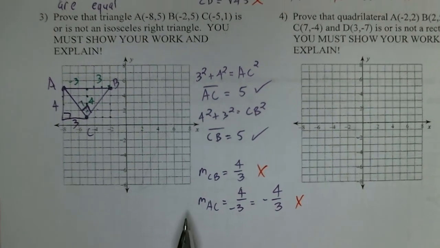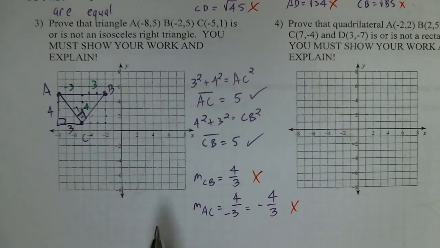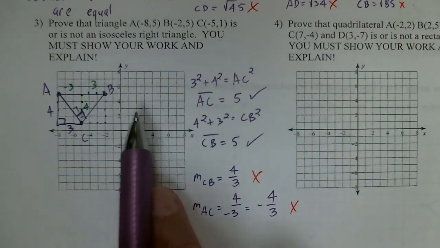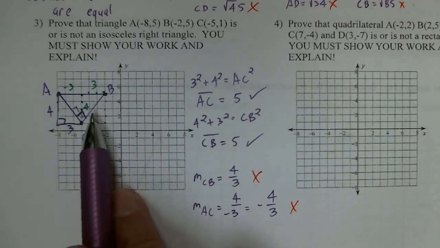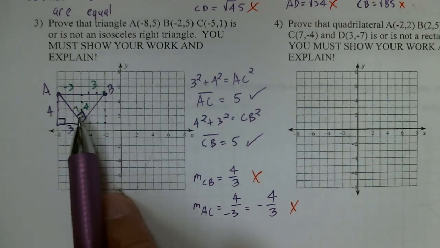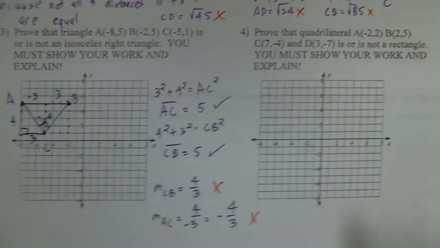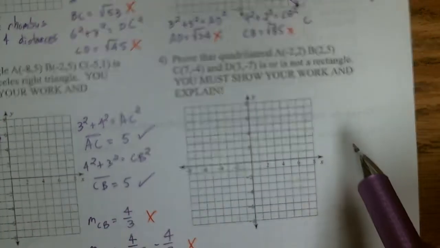So my explanation here, for sake of time, I would say yes, this is an isosceles triangle because the distances of the two legs are equal, but this is not an isosceles right triangle because the slopes of BC and AC are not negative reciprocals of each other. All right, we're almost done with the proofs, guys. Keep pushing.